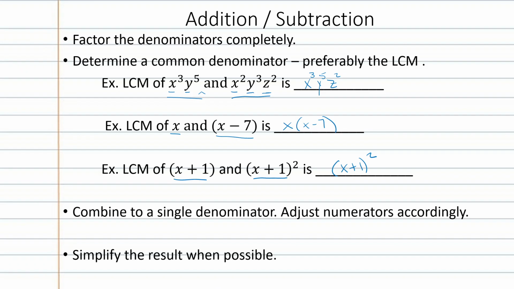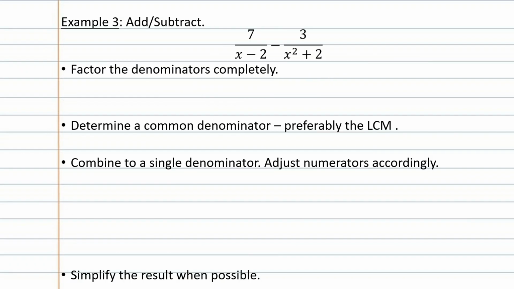Now, once we're able to determine what the common denominator is, which is preferably the LCM if we're able to find it, we're going to find that LCM, combine to a single denominator, and adjust the numerators accordingly, and then simplify the result when possible. Sometimes you get a really nice simplification, sometimes you don't. Okay, let's look at this example.